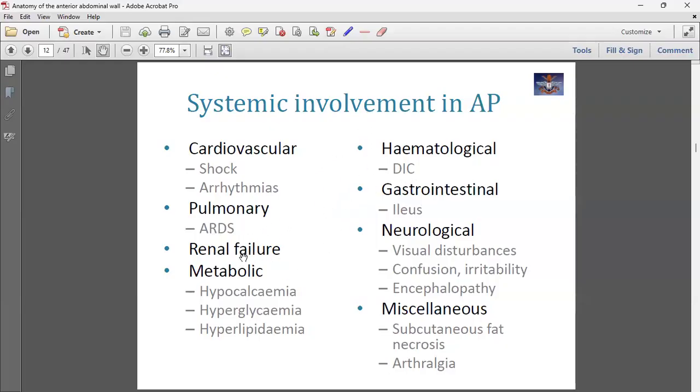So if it's the genitourinary system, it's renal failure; hematological, DIC. So you can remember a few complications, okay?